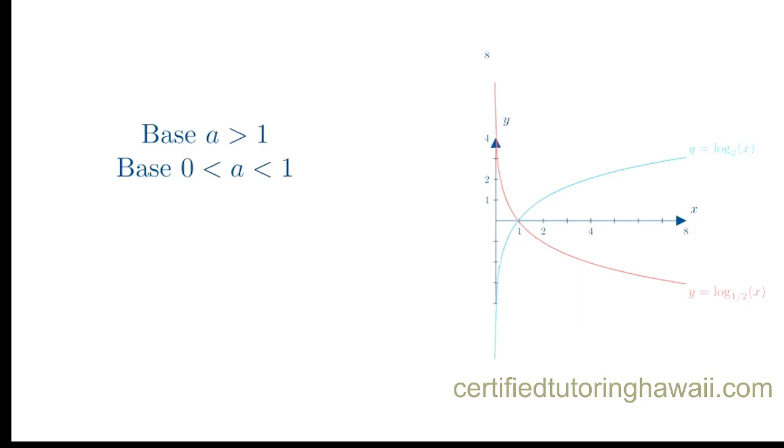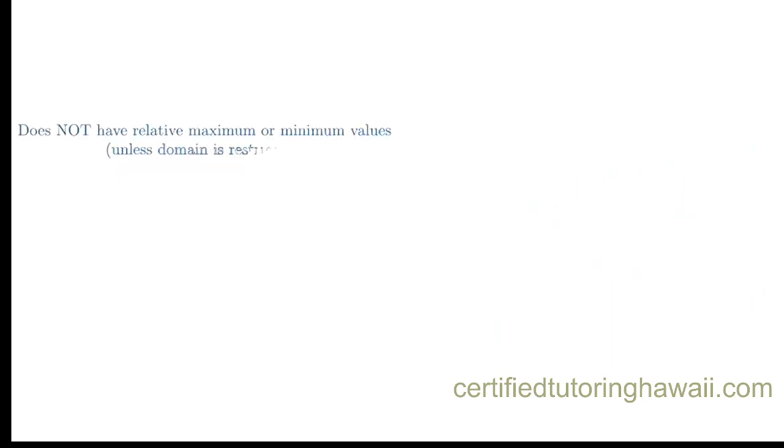This means a logarithmic function will never change direction. It's either constantly going up or constantly going down. Because of this, they do not have any relative maximum or minimum values unless you restrict their domain to a closed interval. They also do not have what's called points of inflection, where concavity changes. Now, let's talk about how we can transform these functions. Specifically, we'll look at additive transformations.